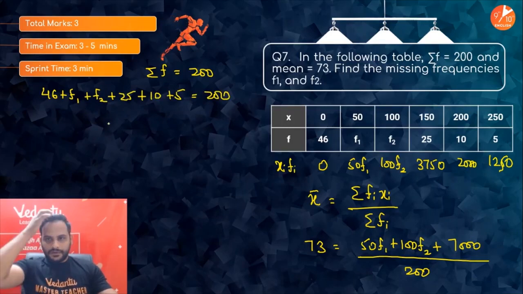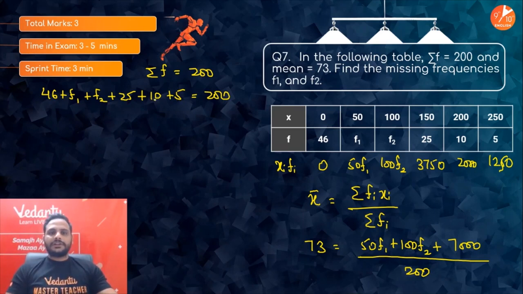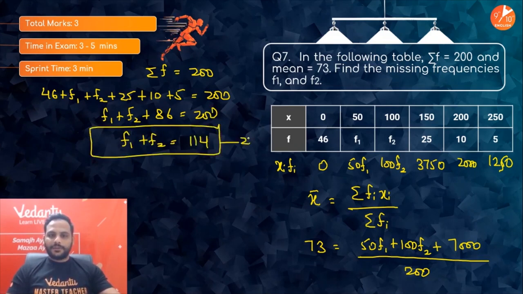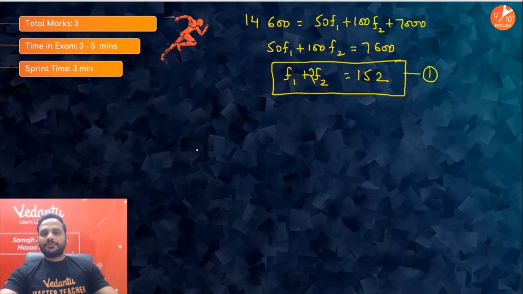Now 25 plus 5 is 30, 30 plus 10 is 40, 40 plus 46 is 86. So f1 plus f2 plus 86 is equal to 200. So you have got f1 plus f2 is 200 minus 86, which is equal to 114. This will be your second equation. So one equation is f1 plus f2 is 114, and the second equation is f1 plus 2 f2 is 152.